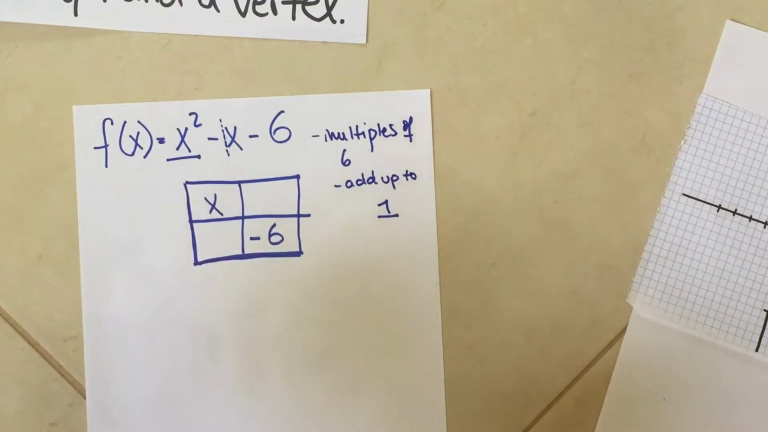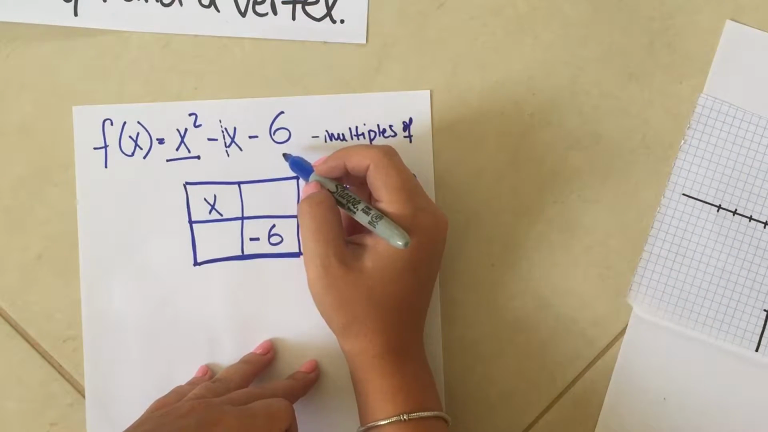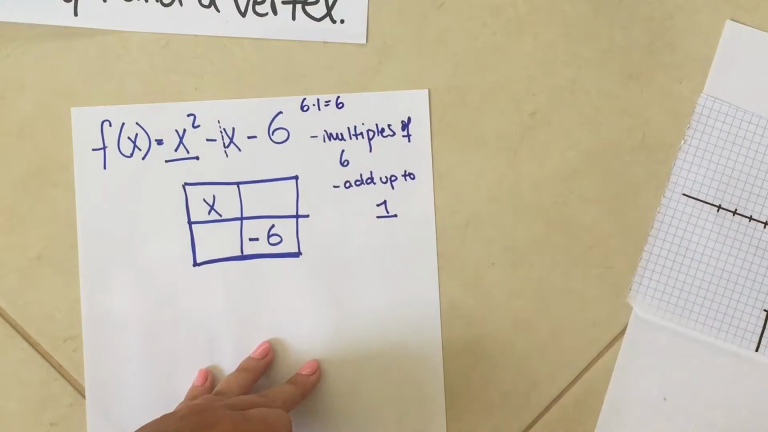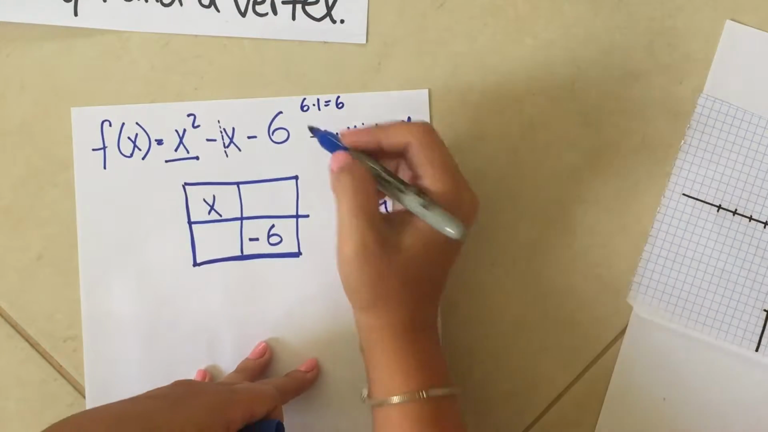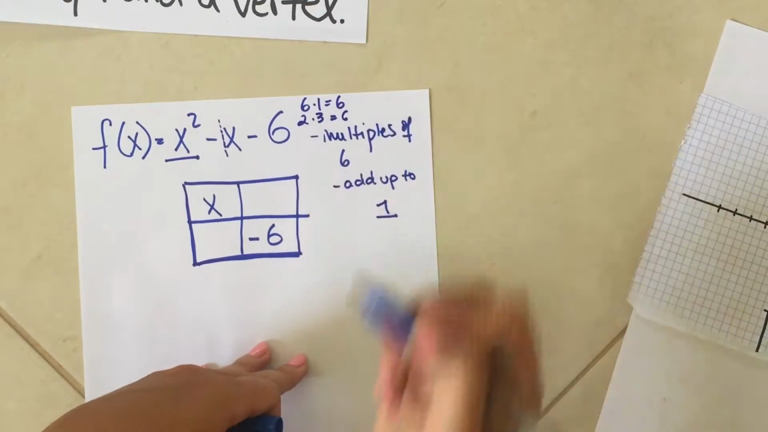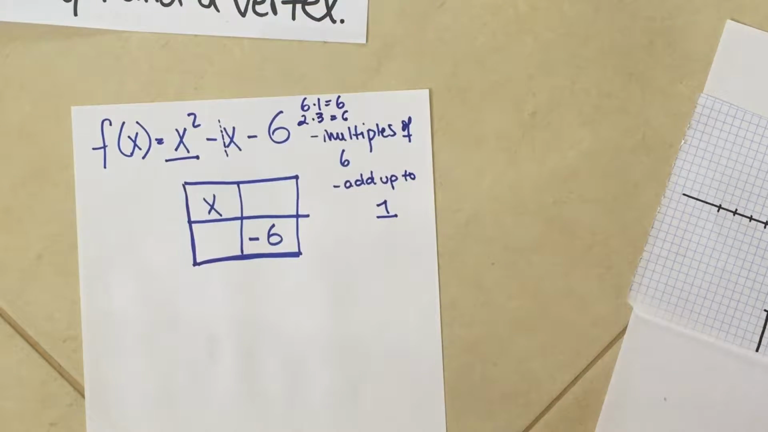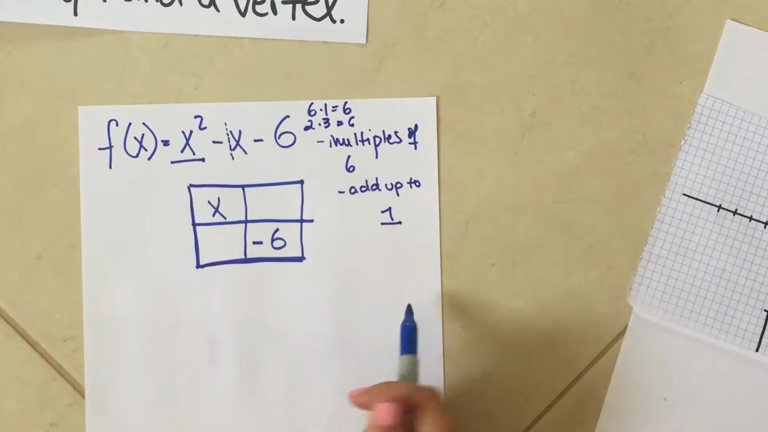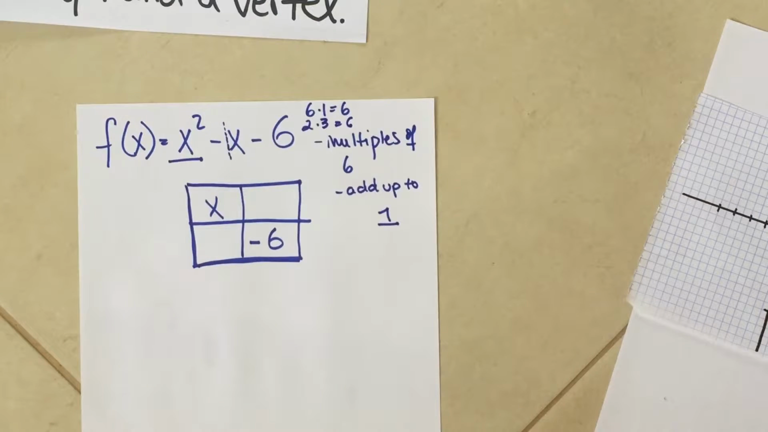Okay, let's brainstorm. What are multiples of 6? 6 and 1, 6 times 1 equals 6. 2 times 3 equals 6. Let's try 2 and 3. Would they add up to 1? Could be.